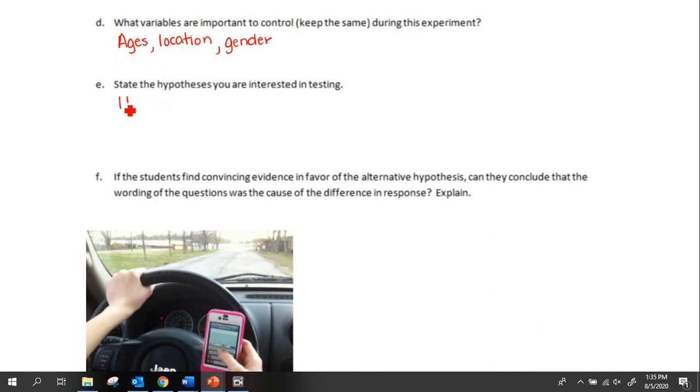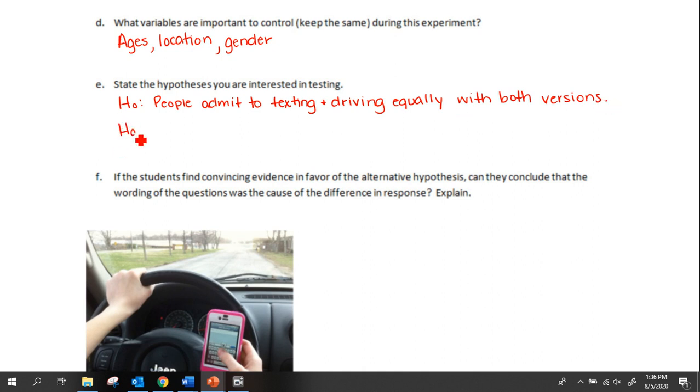State the hypotheses you're interested in testing. So our H0 would be people admit to texting and driving equally with both questions. Our HA would be people admit to texting and driving more with version A than version B.